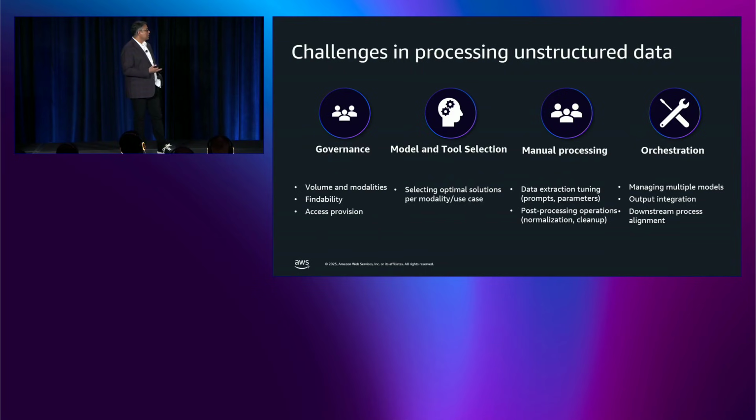So the findability, the access provisioning. The model and tool selection is a challenge too, where you have to select optimal solutions for modality use cases. There's a lot of manual processing for unstructured data, like data extraction, tuning, parameters and things like that. And finally, the orchestration. Managing multiple models for unstructured data is not easy. It's a challenge. Output integration is a challenge and things like that. So how do we address these challenges that span across the governance of data and the usage of it? For that, I'll call upon my colleague, Shiv, to talk about the next portion where we'll see some of the SageMaker capabilities to address these challenges.